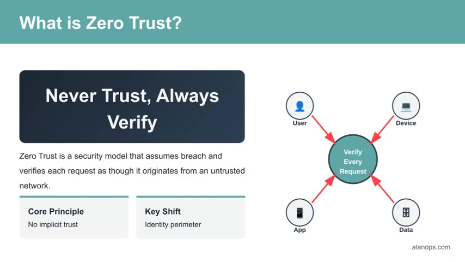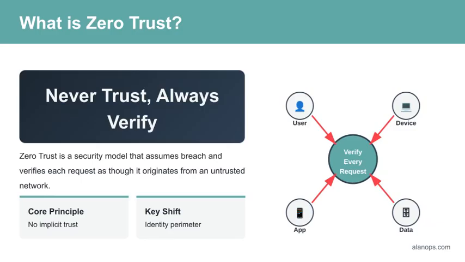Look at this diagram. Every single request, whether from a user, a device, an application, or accessing data, goes through verification. Nothing is trusted by default. Zero trust is a security model that assumes breach has already happened. It treats every request as if it's coming from an untrusted network, regardless of where it originates.